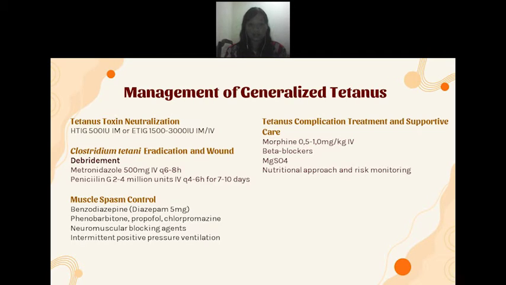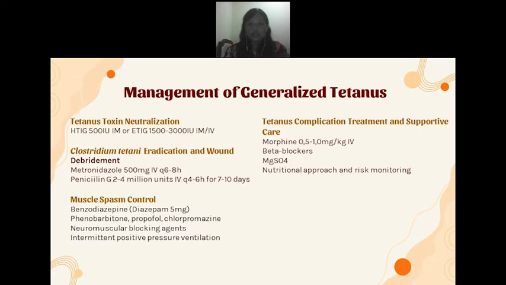I will explain about the management of generalized tetanus. There are several tetanus management goals. The first one is tetanus toxin neutralization. This step should be done immediately once the diagnosis of tetanus is confirmed. Passive immunization using HTIG, or human tetanus immunoglobulin, 500 IU intramuscularly, or ETIG, or equine tetanus immunoglobulin, 1,500 to 3,000 international units intramuscularly or intravenously, is used to neutralize the extra-tissue toxin.